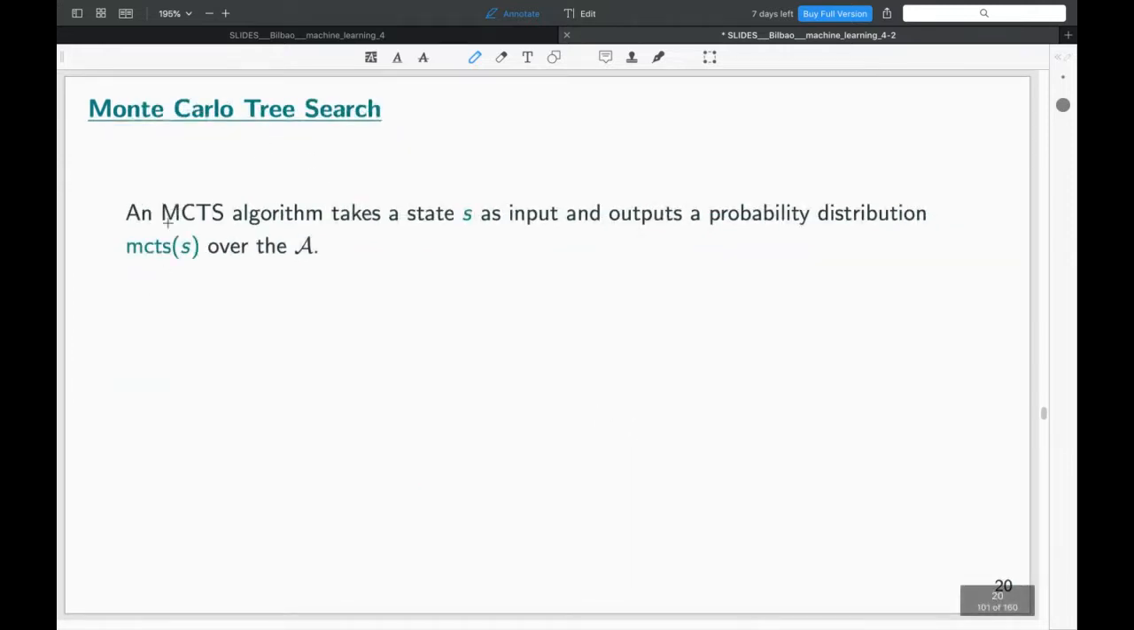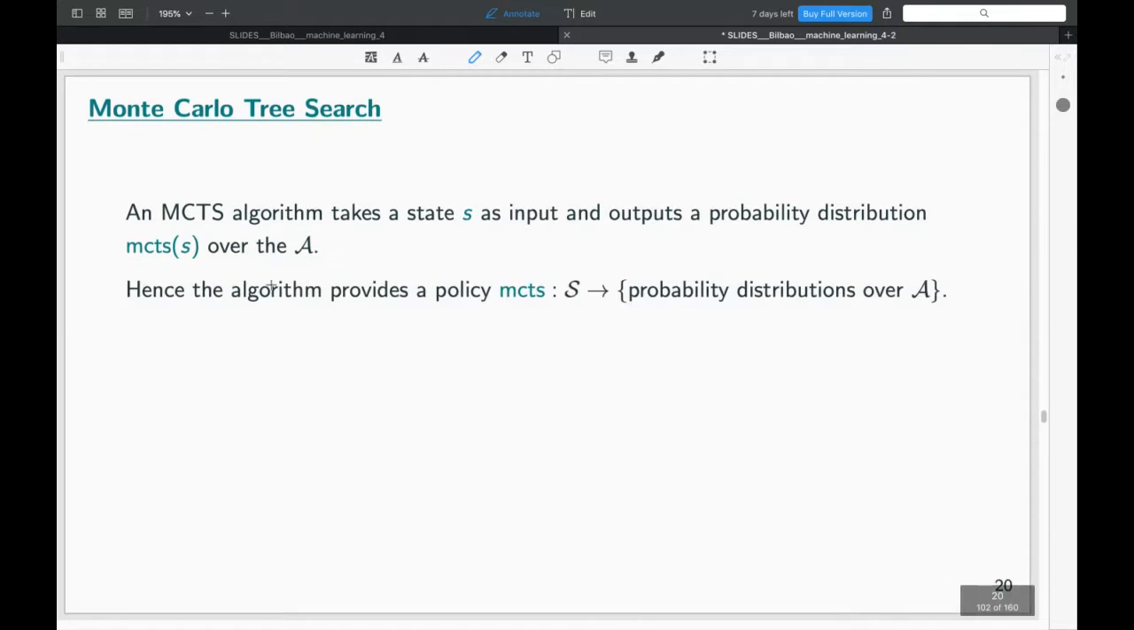Okay, so the Monte Carlo tree search algorithm takes a state S as input and outputs a probability distribution, MCTS of S, over the set of actions A. So the algorithm is actually giving you a policy. To each state, it gives you a probability distribution over actions.